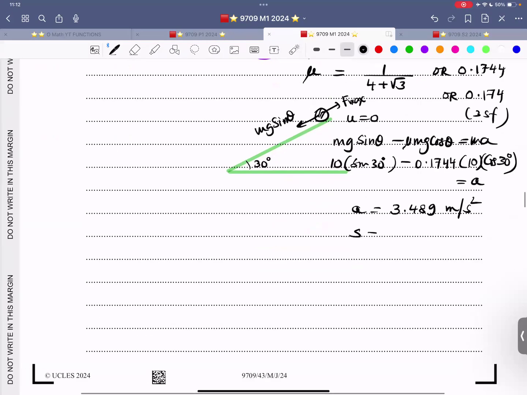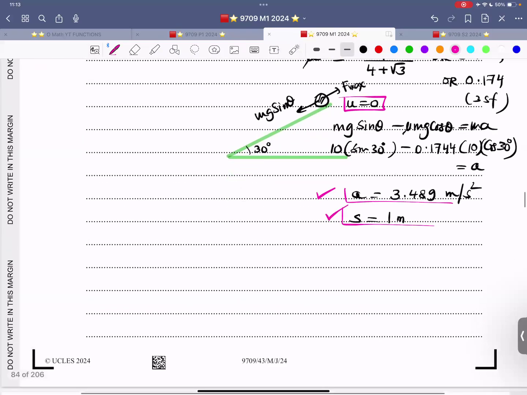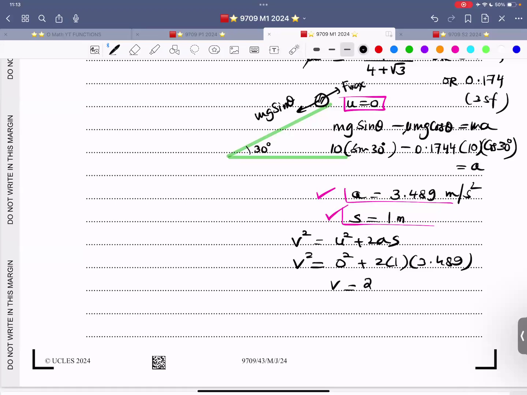Now, it has moved 1 meter up, so it will be coming down 1 meter. Let me mark all these points. We have s, we have a, we have u. What are we looking for? We are looking for the speed. v square is u square plus 2as. Lot of calculation in the last part. That is 0 square plus 2 into 1 into 3.489. That is v square. Therefore, take the square root, and that comes out to be 2.64 meters per second.